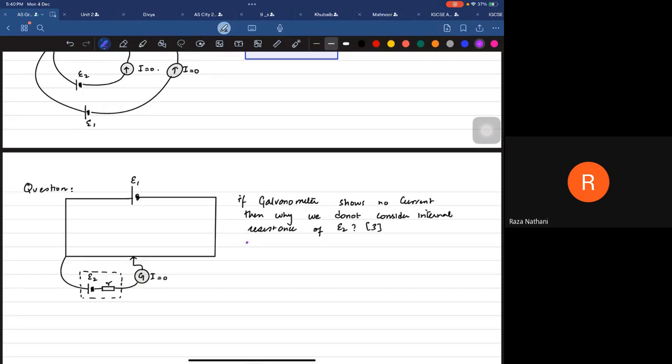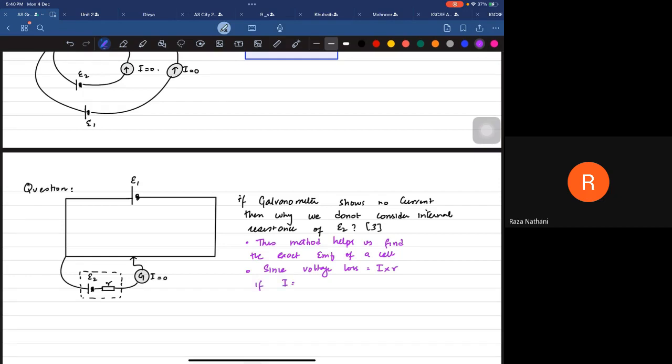So you're gonna say that this method helps us find the exact EMF of a cell. Why? Since voltage loss is equal to current into internal resistance.